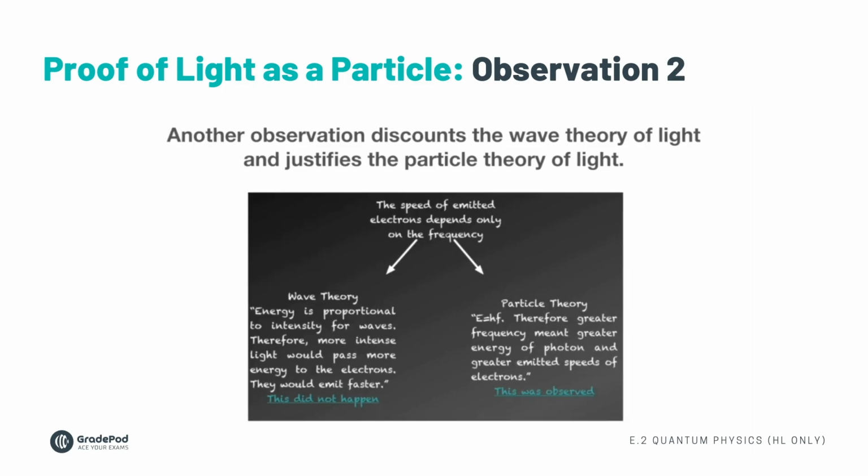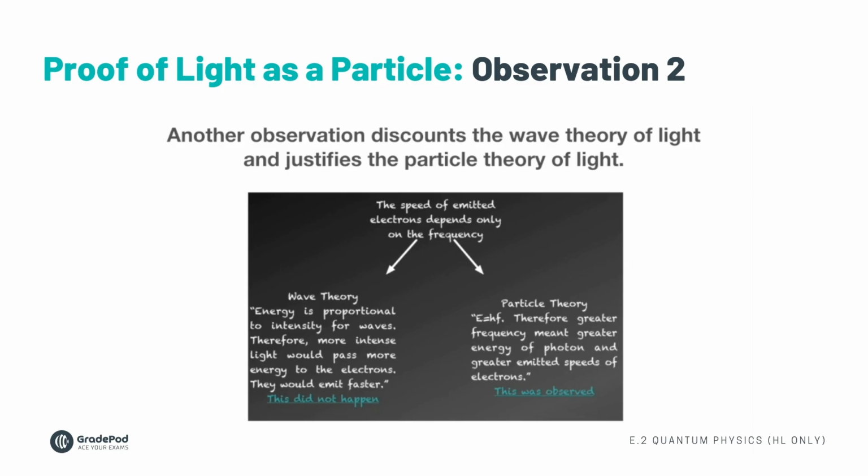The next observation was that the speed of the emitted electrons depends only on the frequency. Let's look at that in terms of wave theory. The energy of a wave is proportional to the intensity of the wave. So if light was a wave, the energy of that light would be proportional to the intensity. Therefore, if you just made more intense light, that would pass more energy to the electrons and they would be emitted faster, which doesn't happen. So the explanation for this is that light is a particle.